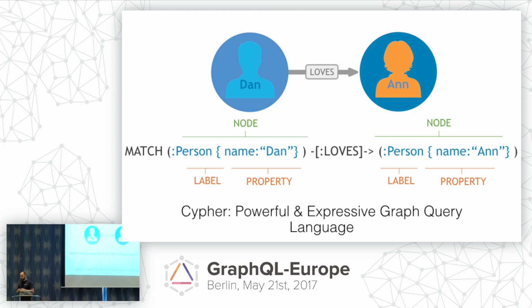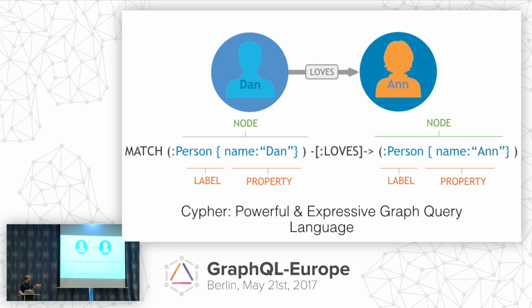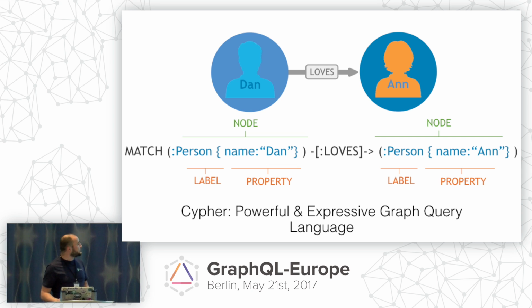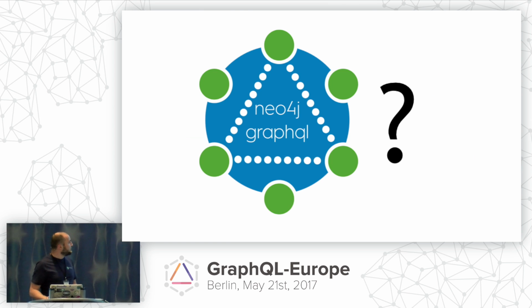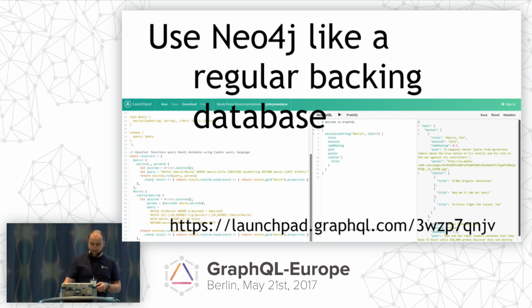And of course, Neo4j itself has its own very powerful query language, which is called Cypher, and which is really tailored towards this visual representation of information. But if you leave this aside for a moment, what would it look like if we really do the Neo4j GraphQL thing, as I kind of indicate in this logo here?